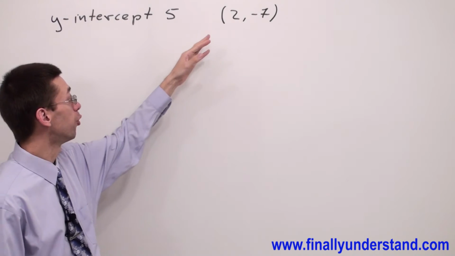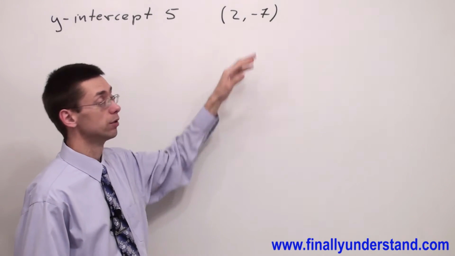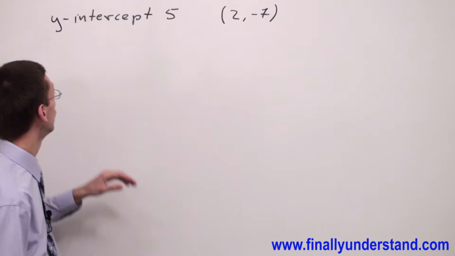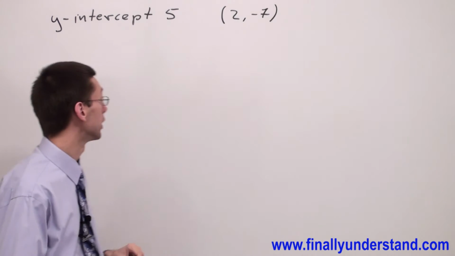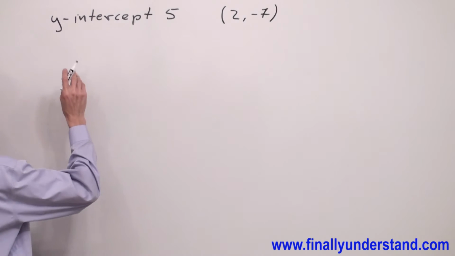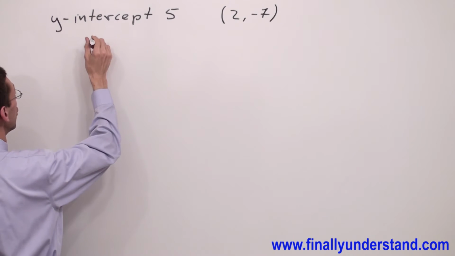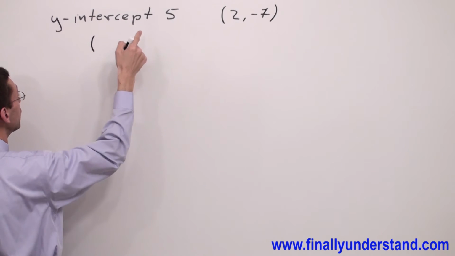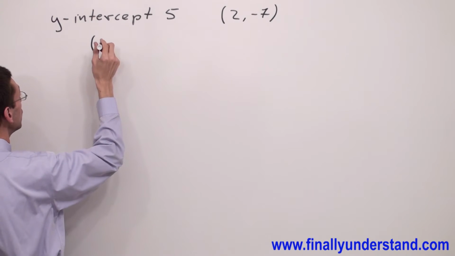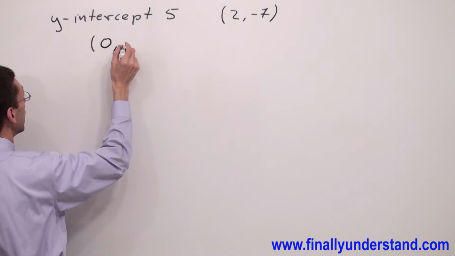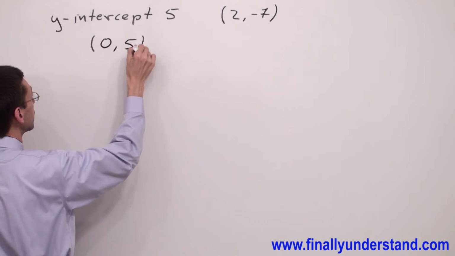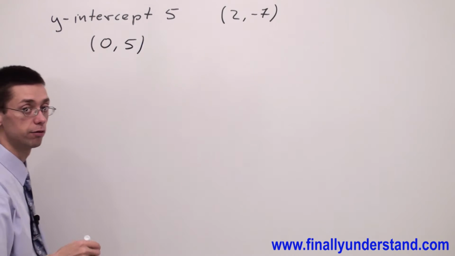This time we have y-intercept equals 5 and point (2, -7). And when we have an intercept, it means we are talking about a point. When we have y-intercept, it means that the x-coordinate is equal to 0. So, in other words, y-intercept 5 means I have a point which has x-coordinate equal to 0 and y-coordinate equal to 5. So, I have 2 points.